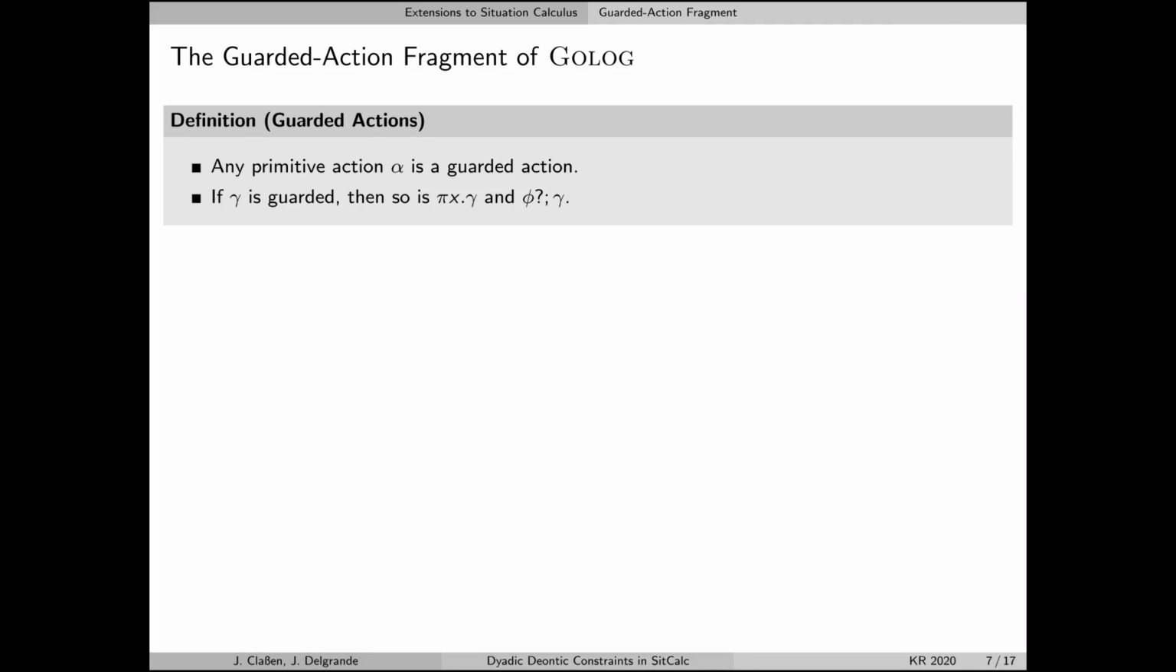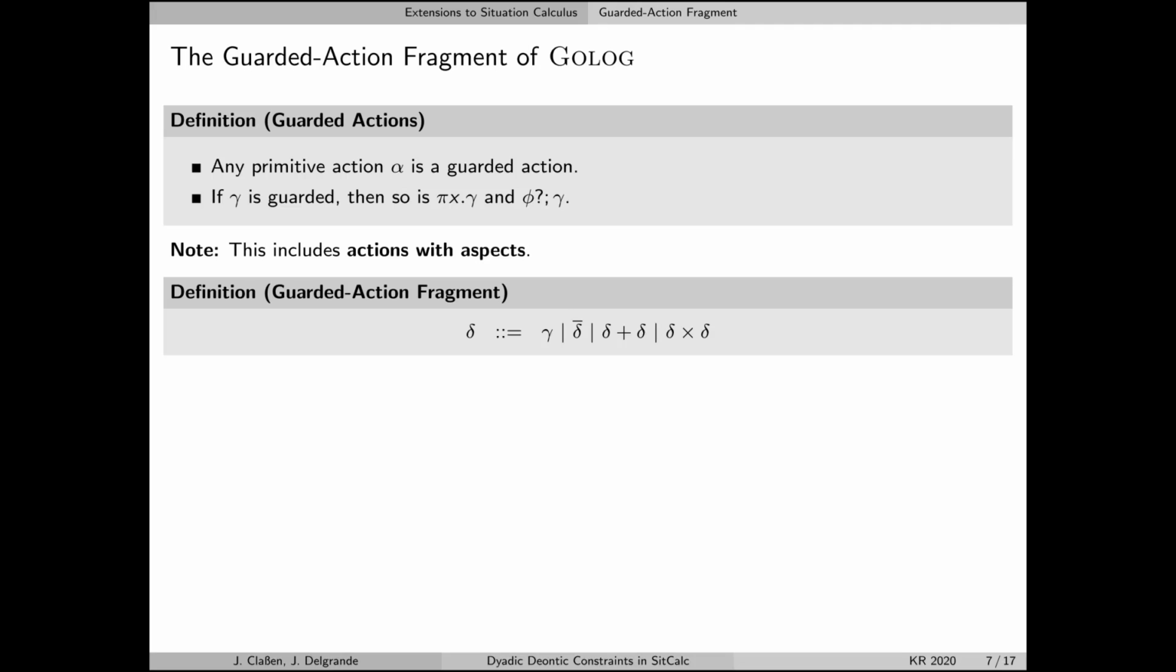A guarded action is a primitive action preceded by a sequence of pick operators and test conditions. A special case of this are the aforementioned actions with aspects. The guarded action fragment then is the set of all Boolean combinations of such guarded actions. In particular, this includes the universal or wildcard action, note that situation calculus allows to quantify over actions, denoted by top, and the failure action denoted by bottom.